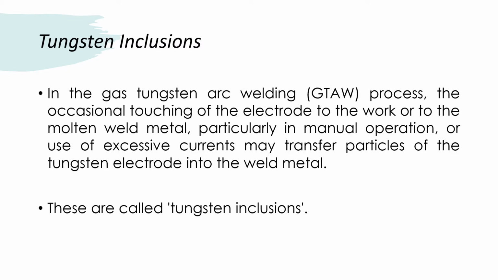Next is tungsten inclusion. In the gas tungsten arc welding, or GTAW process, the occasional touching of the electrode to the work or to the molten weld metal, particularly in manual operation, or use of excessive currents, may transfer particles of the tungsten electrode into the weld metal. These are called tungsten inclusions.